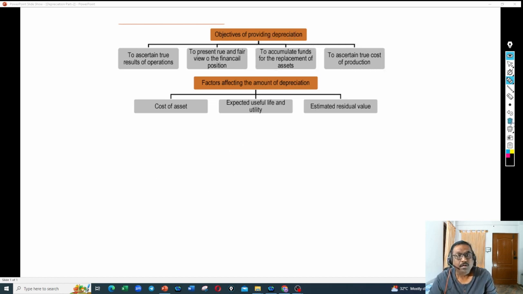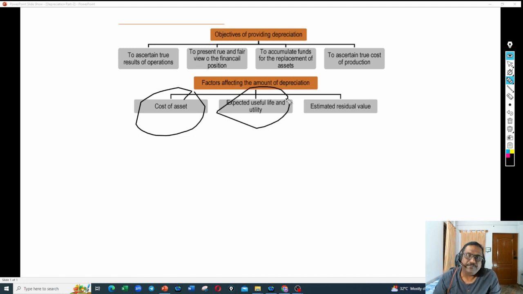Next, what are the factors affecting the amount of depreciation? When I am calculating the depreciation, what are the factors I need to keep in mind? That is also important, right? You cannot calculate depreciation just like that. There are some factors to be taken into account. The first one is cost of the asset. How the cost of asset has to be arrived, those things we are going to discuss. Cost of asset is an important factor to be taken into account while calculating the amount of depreciation. Are you clear?